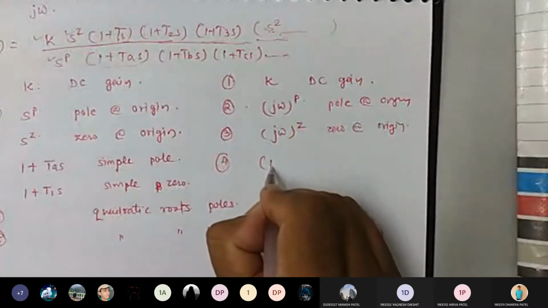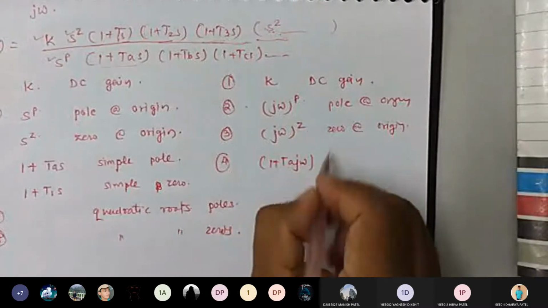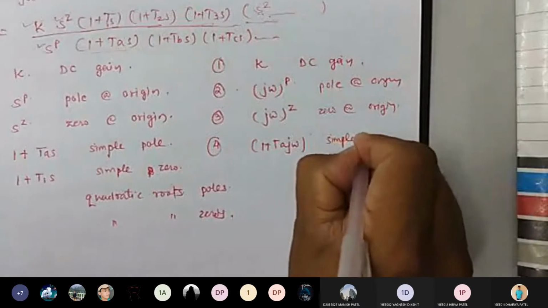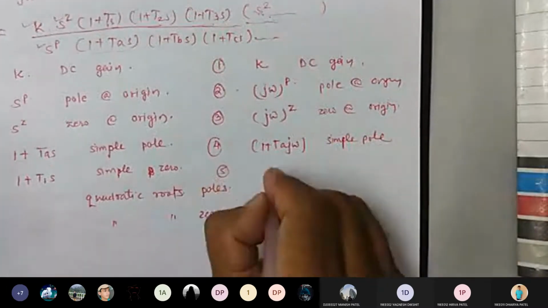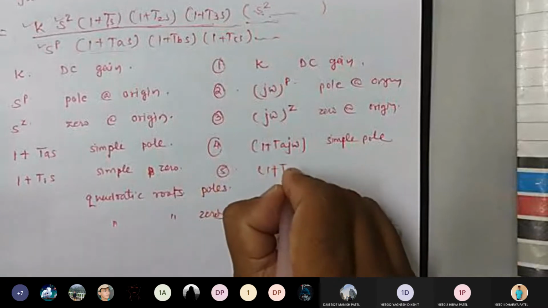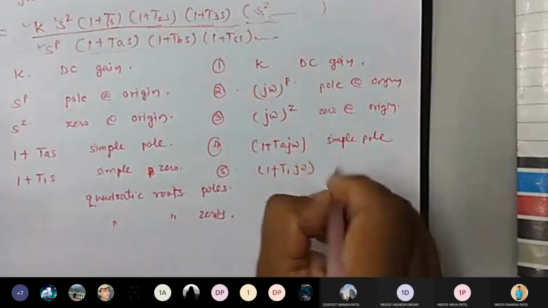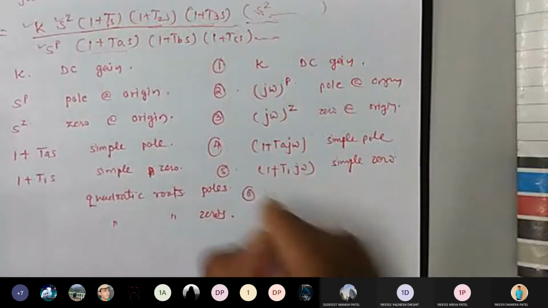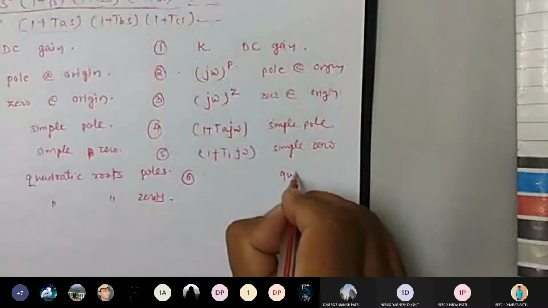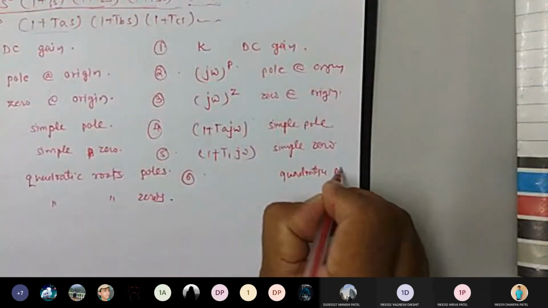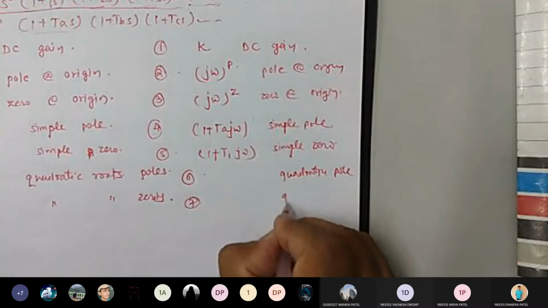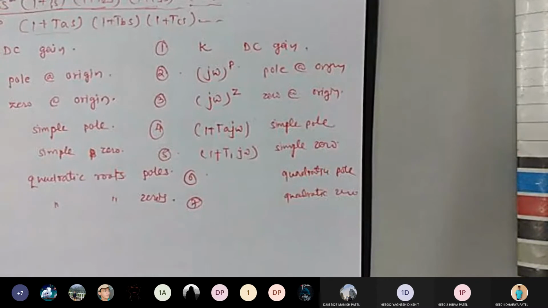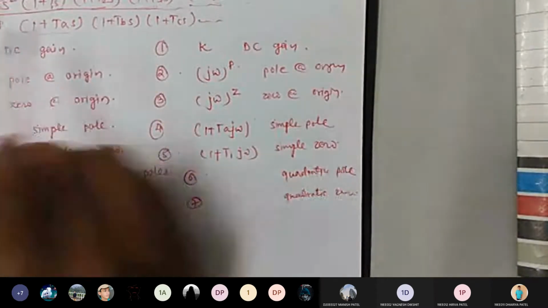The fourth one, 1 plus TA into J omega, is nothing but a simple pole. The fifth one, 1 plus T1 into J omega, is nothing but a simple zero. The sixth one, again, is a quadratic pole. The seventh one is a quadratic zero. What we are doing is just replacing S by J omega.